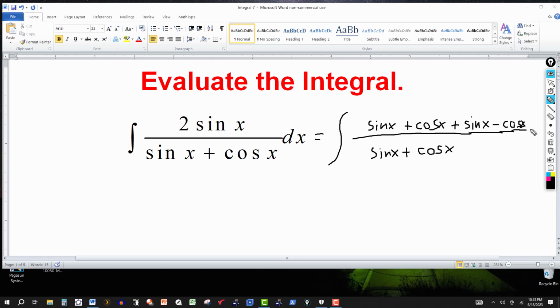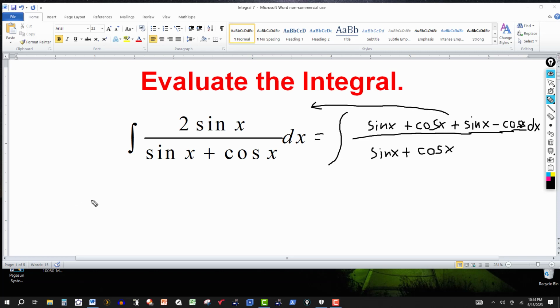That's cosine of x dx. Just again, double check. We haven't changed the original integral. Oh, yes, 1 sine, another sine over here. That's 2 sine. Cosine x minus cosine x cancels. So this is the same thing as what we started off with.